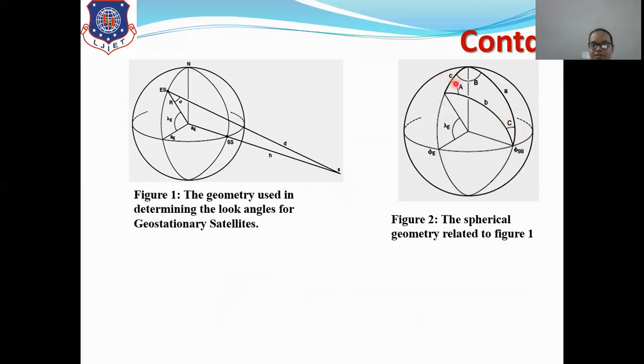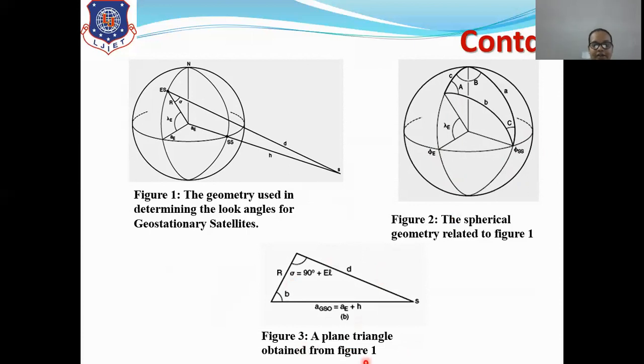Opposite to this is capital A. Opposite to it, the angles B and C are from this small a. This is capital B, so opposite to this is small b. And this is capital C, where small c is opposite to that. And this is the sub-satellite longitude, again in the east-west direction. Clear? Now, from figure 1 we have drawn this plane triangle.